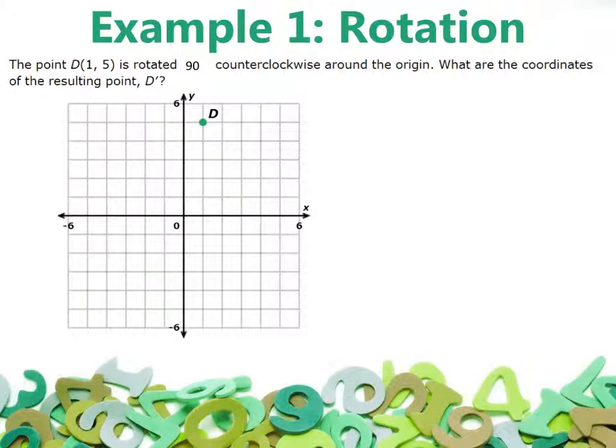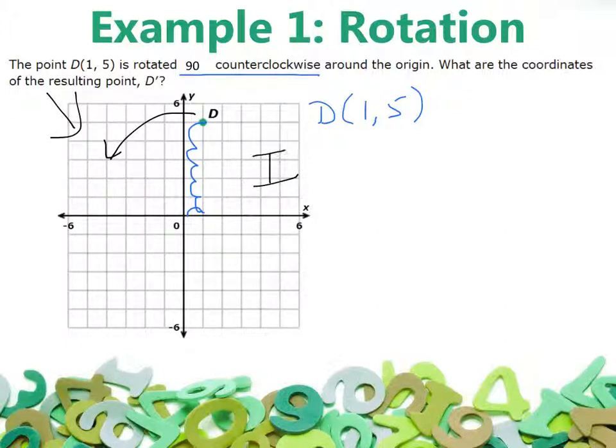We have point D, and it's (1, 5). So it's over 1 and up 5. So D is (1, 5). Now we're going to do a counterclockwise rotation around the origin. It's going to rotate 90 degrees counterclockwise. So remember that counterclockwise is this direction. So D is going to end up in this quadrant right here. Quadrant 1, Quadrant 2, Quadrant 3, and Quadrant 4. So D is going to move from Quadrant 1 to Quadrant 2.